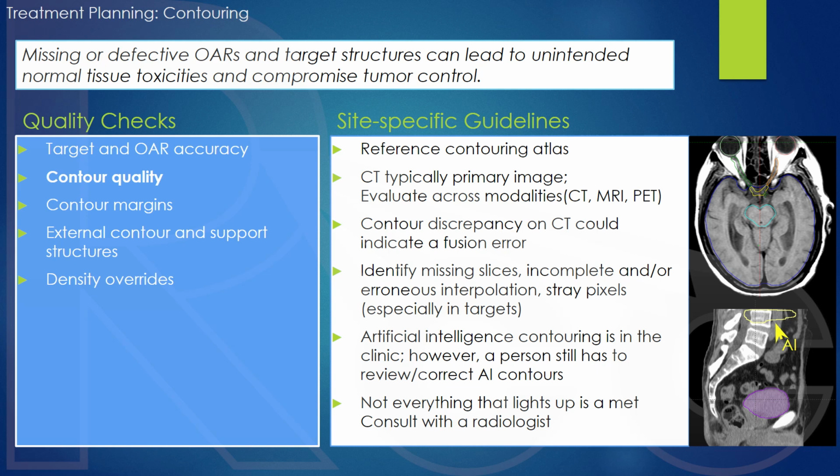Artificial intelligence for contouring is in the clinic now. However, a person still has to review and correct the AI contours. Shown at bottom right is an example of AI contouring for the bladder with commercial software. You can see the bladder contour in purple that a human did, and then up top in yellow is AI. And I just have no idea what happened there, but it's very wrong. If you use AI, you have to check it and correct it when needed. Most of the time it works well, but be careful.